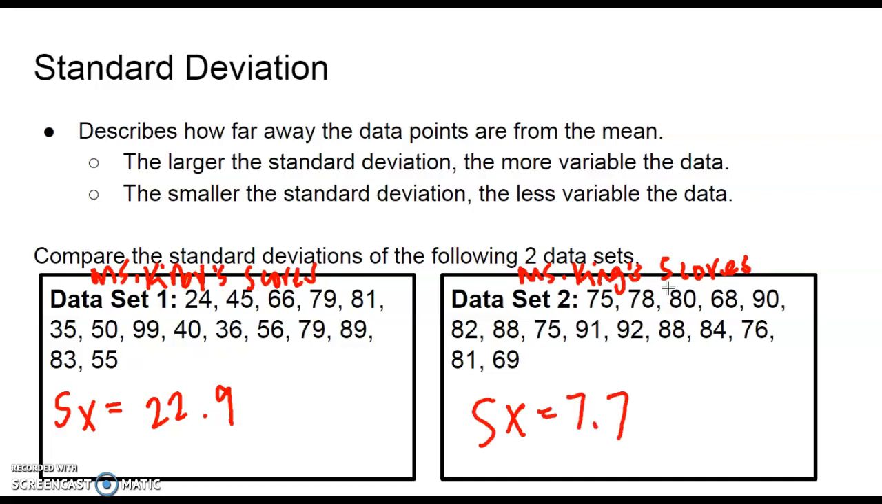So knowing this, it makes sense that my standard deviation for data set 2 is much smaller than my standard deviation for data set 1. So the larger the standard deviation, the more variable or spread out our data is. The smaller the standard deviation, the less variable or the less spread out the data is. So similar to IQR, a smaller standard deviation means that our data is less spread out. A larger standard deviation means that our data is more spread out.